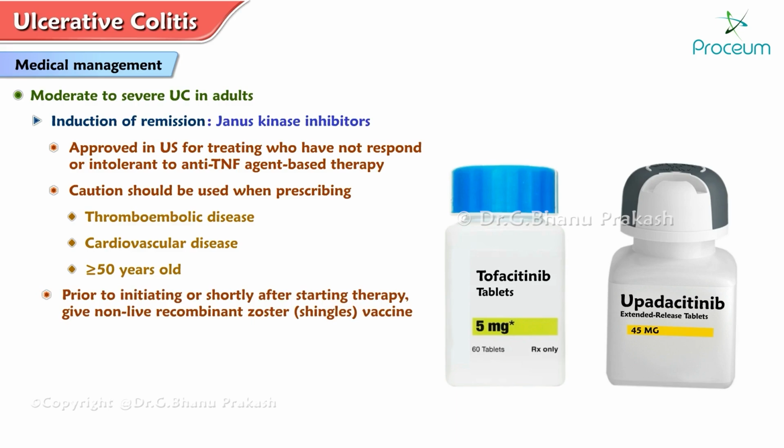Prior to initiating Janus kinase inhibitors or shortly after starting therapy, give the non-live recombinant zoster shingles vaccine to adult patients with evidence of immunity to varicella because Janus kinase inhibitors are associated with higher rates of herpes zoster infection.